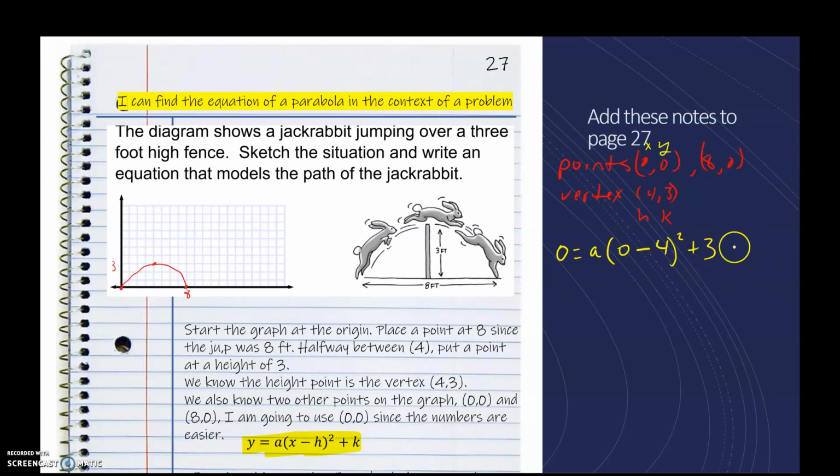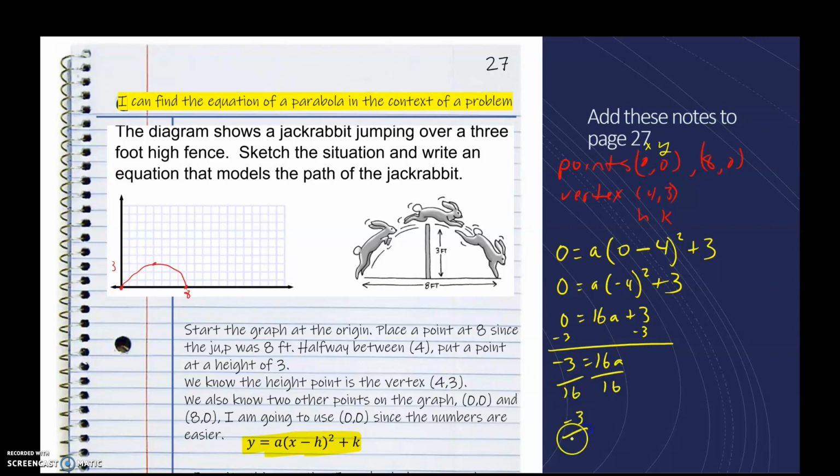And now I'm going to solve this down. So 0 equals a times negative 4 to the second power, plus 3. Obviously, that should be the square of 4, which is 16. So that's 16a plus 3. We're going to subtract 3 on both sides, and we're going to get negative 3 equals 16a. And you will almost always get a real ugly fraction here. Negative 3 over 16 equals a. It almost always is.